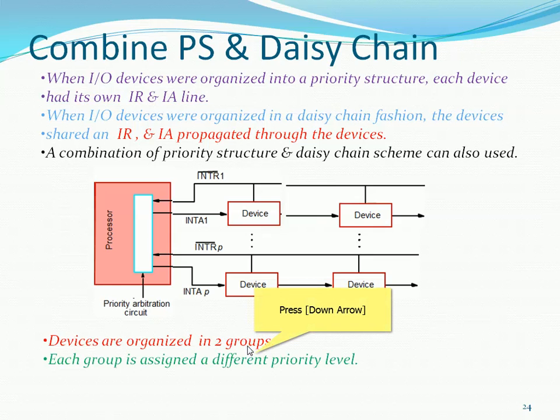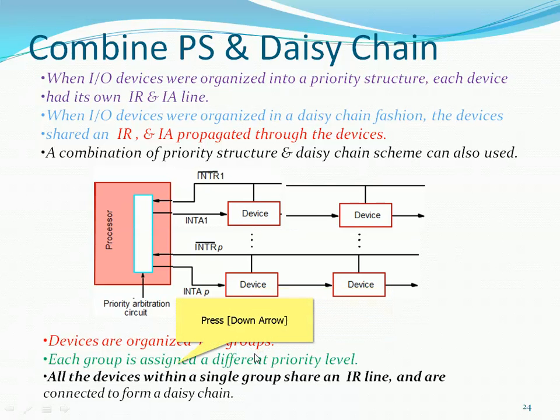Each group is assigned a different priority level. All the devices within a single group share an IR and are connected to form a daisy chain. For example, consider the first group. Five devices are there. The one that is raising the request will get the service. If they are not raising, it will propagate to the next.